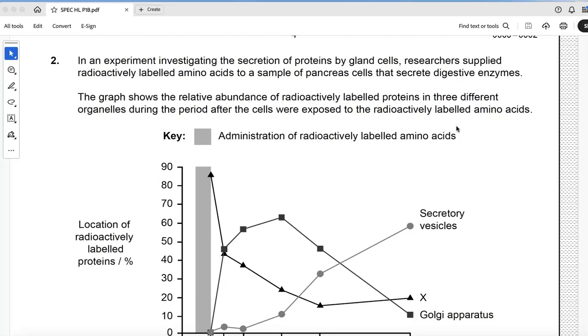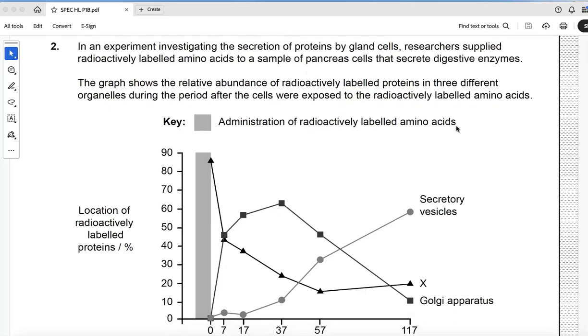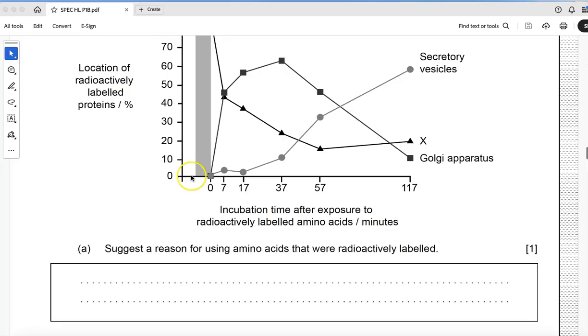Having a look at this paper, question 2, this relies on your understanding of things like secretory vesicles, Golgi apparatus, but also other places in the syllabus where you've looked at radioactive labelling. So you're using your knowledge to interpret. You're not expected to have done an experiment like this. Now the images that you're going to get, obviously graphs are very common, but you could also be getting things like images, karyograms, electron micrographs, all sorts.